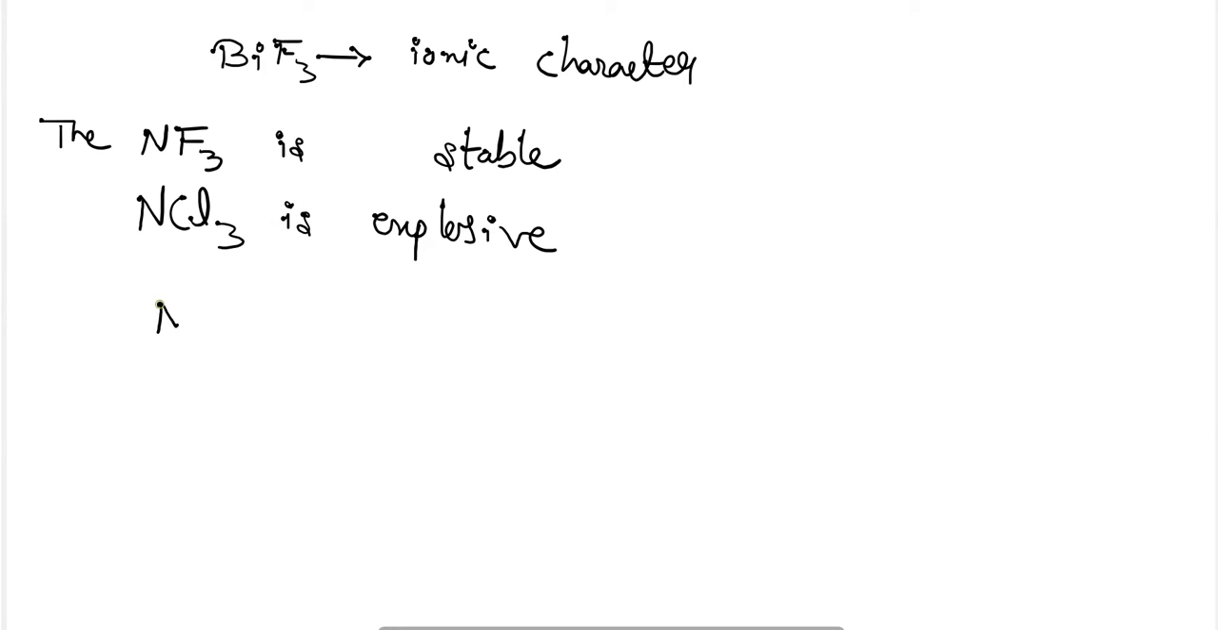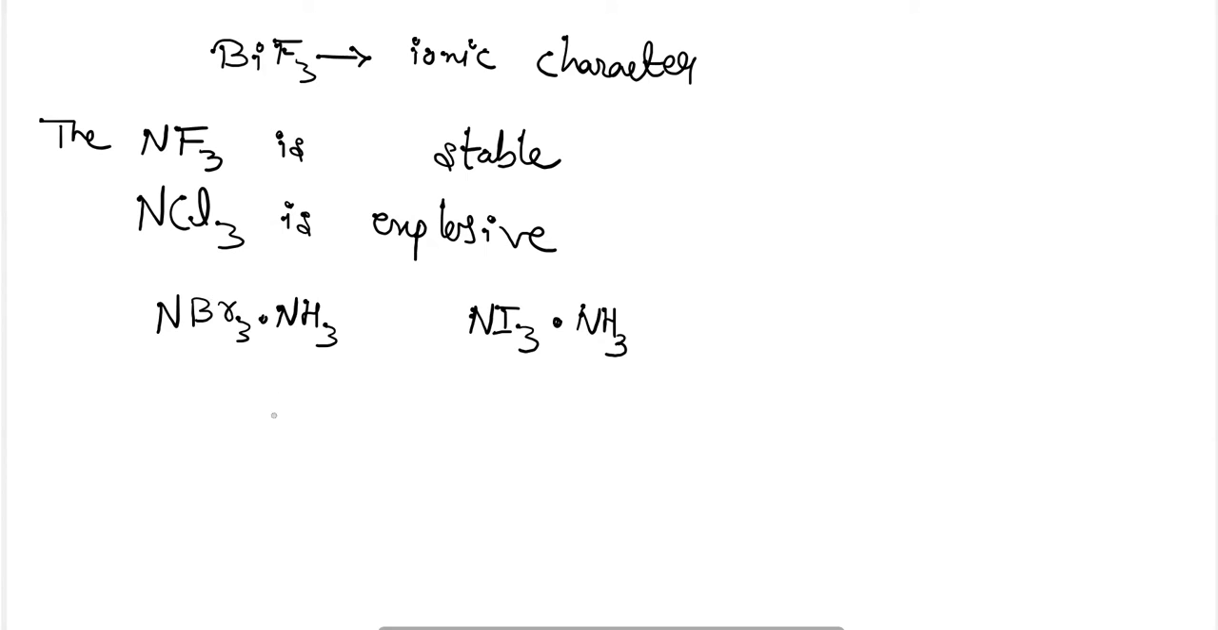So NBr3 can be formed in the form of NBr3·NH3. Similarly, NI3 can be found in the form of NI3·NH3. They are found in the ammoniate forms only. Pure forms of them cannot be found. NBr3 can also explode at 173 Kelvin. It is a very dangerous compound.